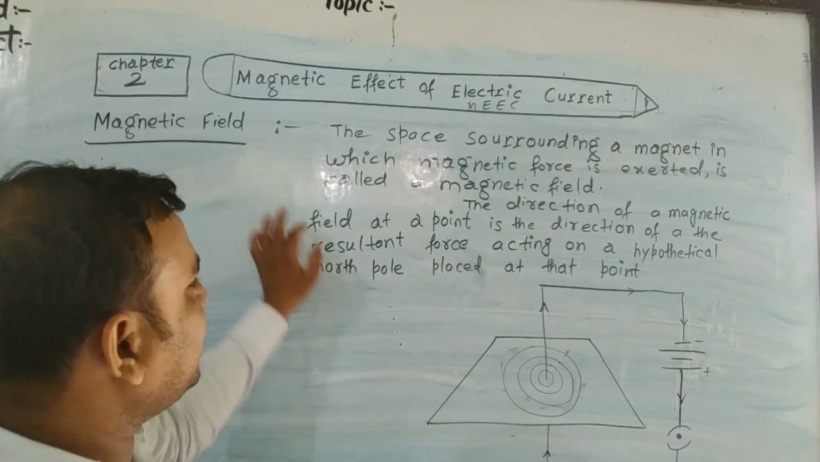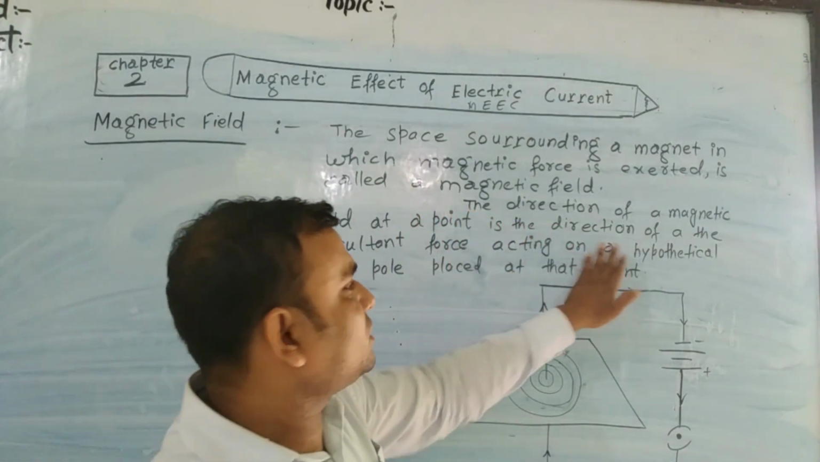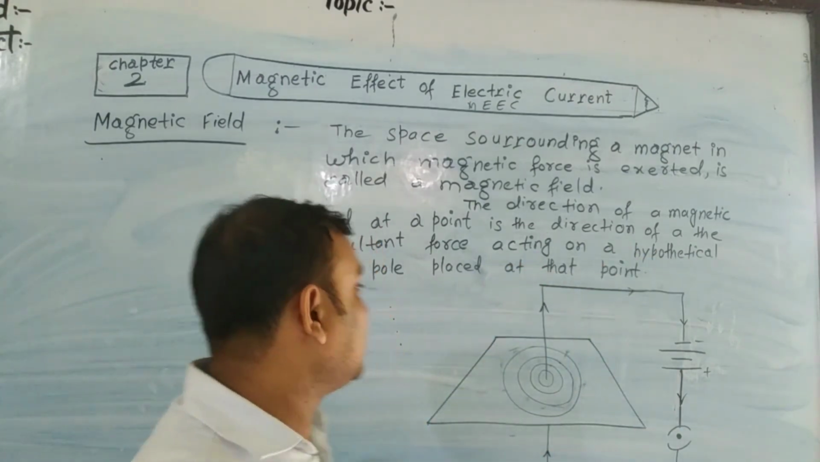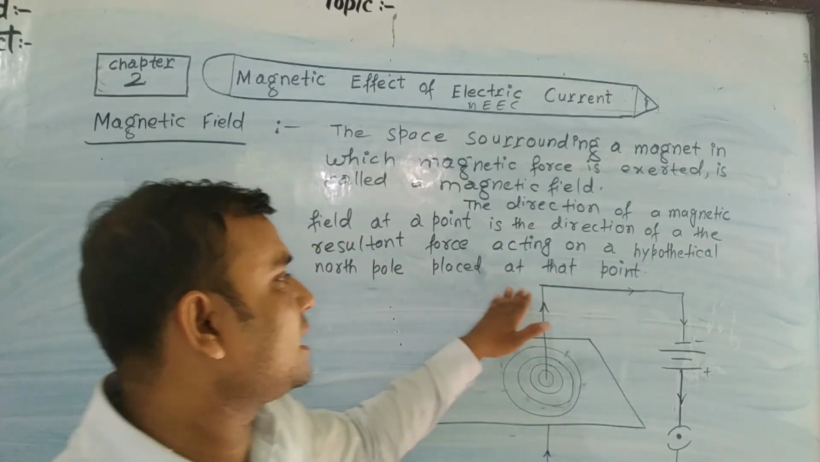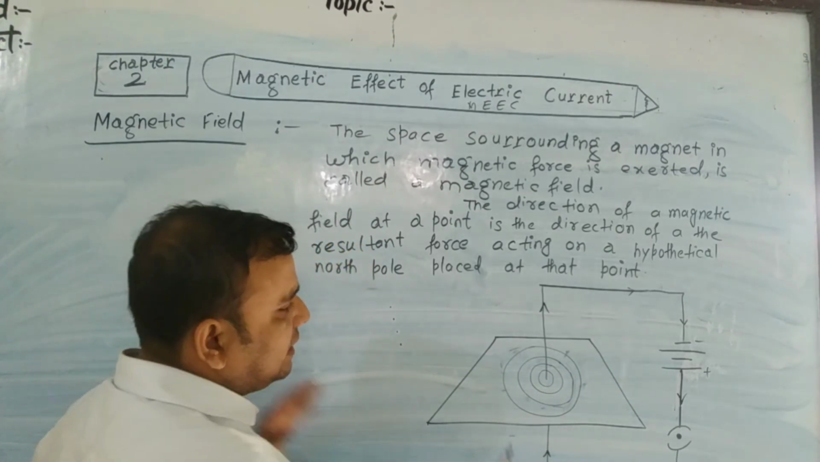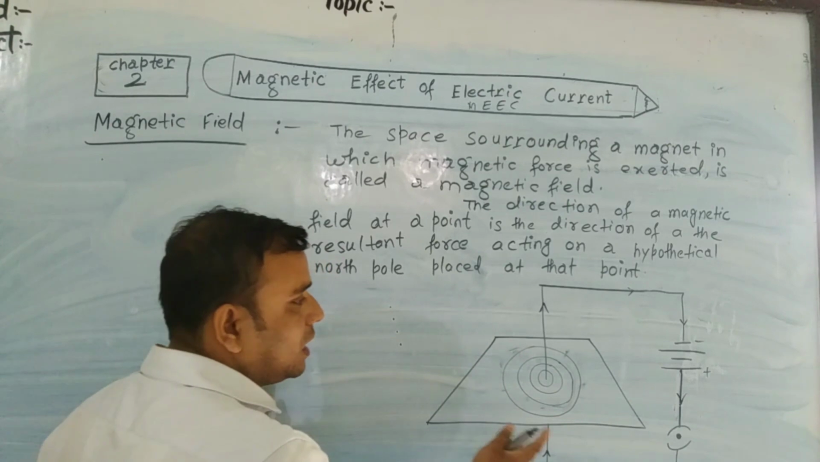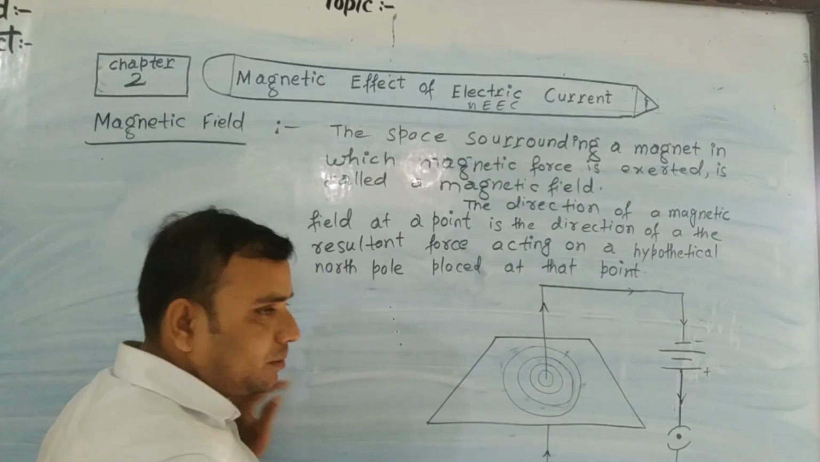The direction of the magnetic field at a point is the direction of the resultant force acting on a hypothetical north pole placed at that point. What is the direction of this magnetic field? This is the magnetic field, but how do we find the direction of the magnetic field?